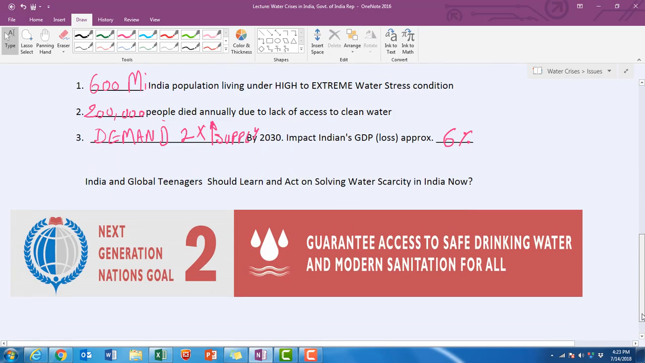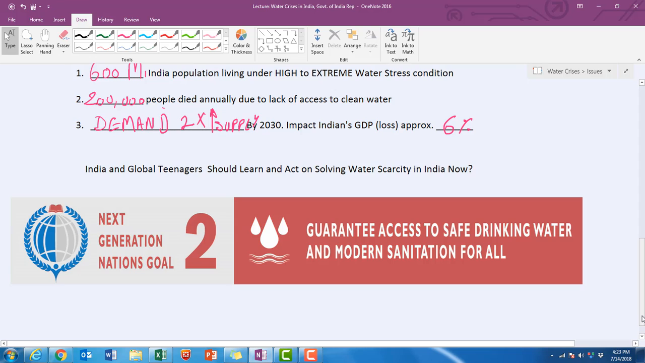This is one of the reasons we have created these goals, the Next Generation Nations goals. There are 21 goals, and goal number 2 is to guarantee access to safe drinking water and modern sanitation for all. And I'm talking about not just India, I'm talking about everyone having access to clean water. That's our goal number 2. And this is the reason why we are talking today about water scarcity in India. Stay tuned, and we'll talk more about the causes and the impact of water scarcity in India.